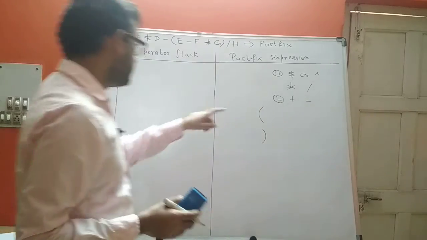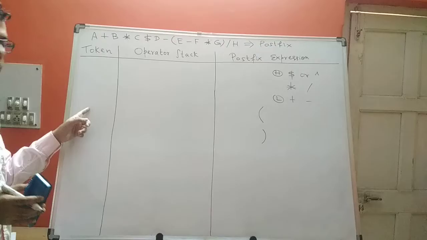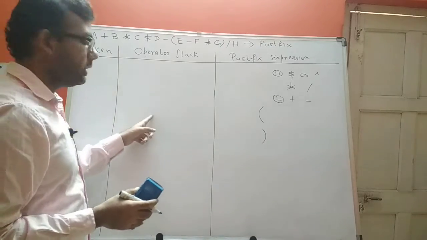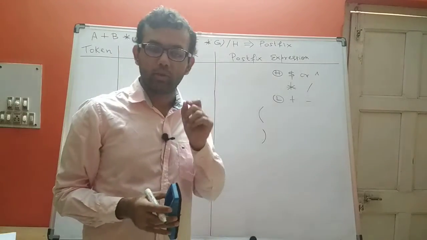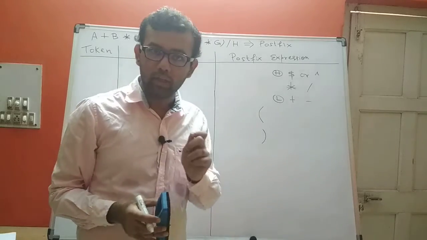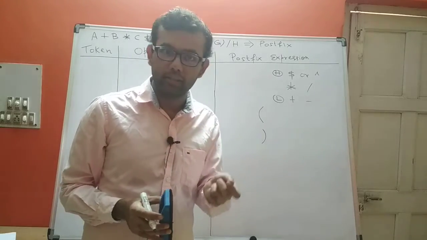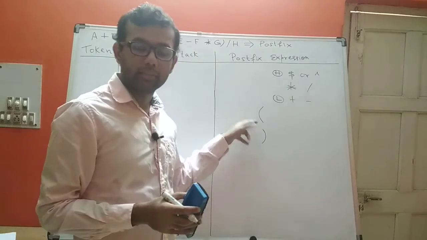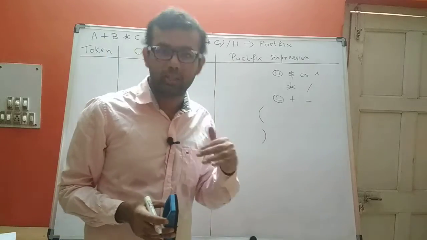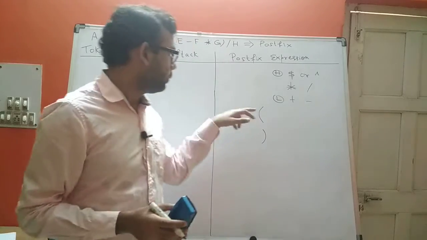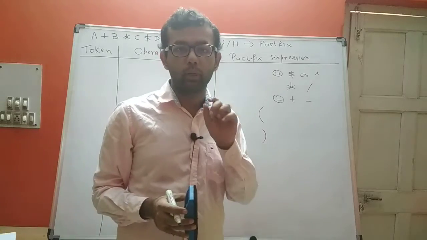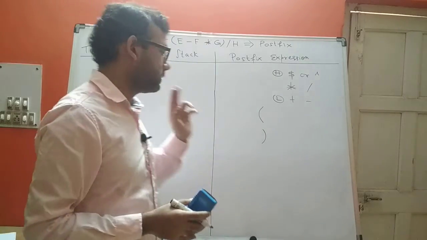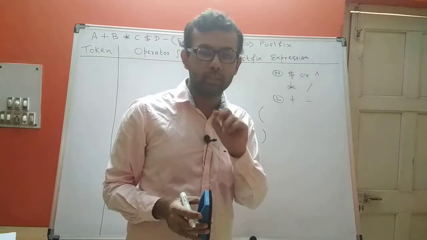That means when you consider opening parentheses as your token and you compare it with the top of stack, it will have the highest precedence. So when opening parentheses is a token, it has the highest precedence. When opening parentheses is my top of stack, it has the lowest precedence. Okay, I'll repeat myself. When opening parentheses is your token, it has the highest precedence, and when opening parentheses is your top of stack, it has the lowest precedence.